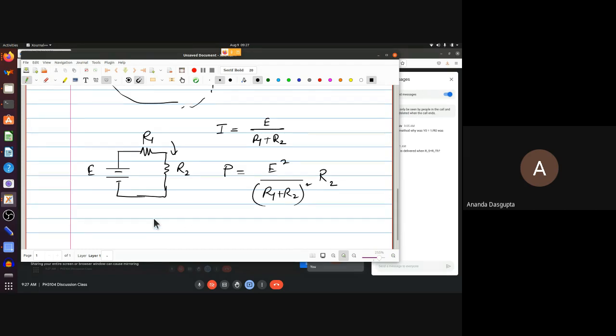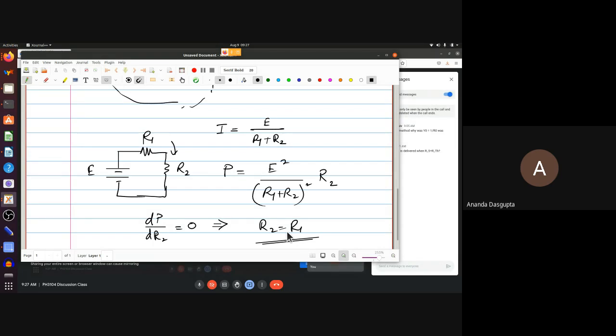So the simplest thing to do, or at least the most obvious thing to do perhaps, would be to differentiate with respect to R2 and then work out the result. Now this I thought was a very standard result. The maximum power delivery theorem was something which is standard in most higher secondary courses. So I assume that people already know this. That dP/dR2 equal to 0 will actually give you R2 equal to R1. That's the maximum.